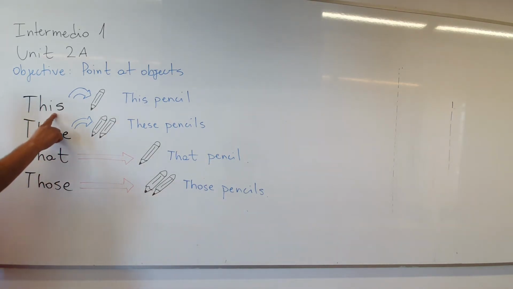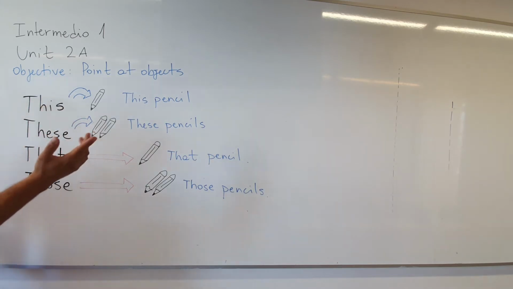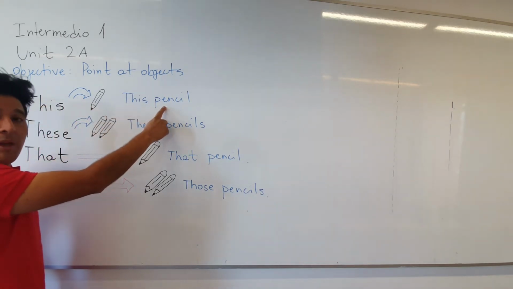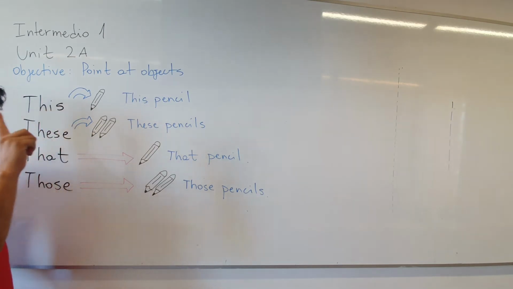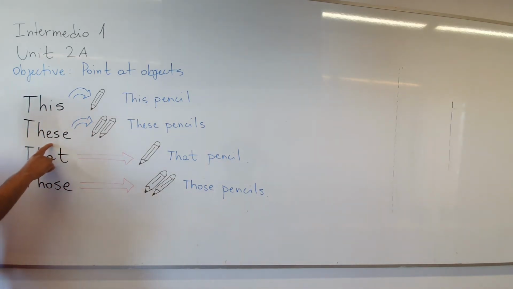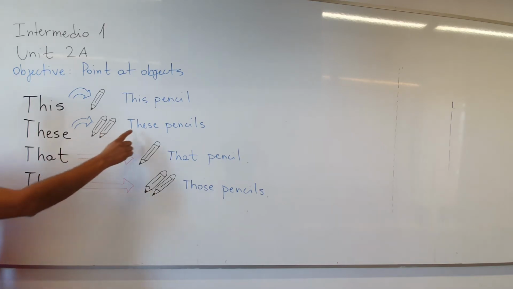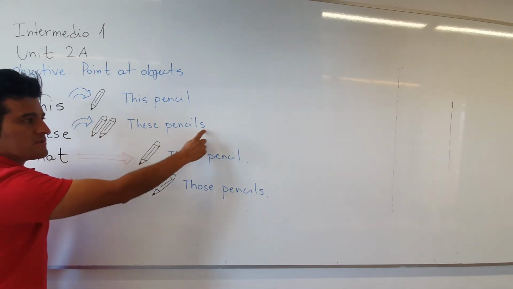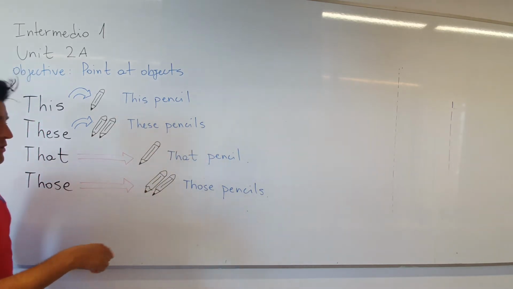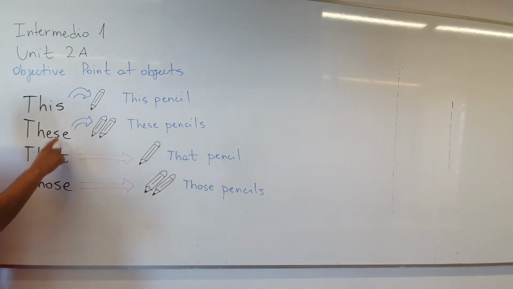So for example, here we have the first one, please repeat, this. So I say, this pencil, okay? One. Here we have another one. What's the difference? Plural. And we say, these pencils. These pencils, okay? Please repeat, these. Repeat, this, these. Can you see the difference here?